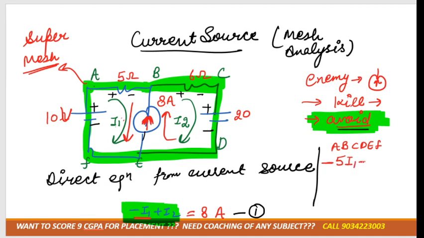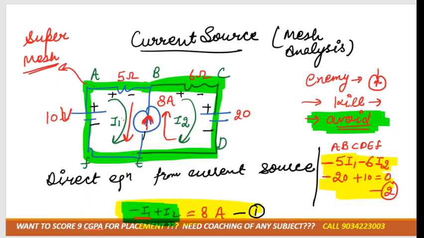Minus 5 I1, then minus 6 I2, since the current flowing in the 6 ohm is I2, then minus 20, then D to E nothing is there, E to F, then plus 10 equals 0. This is our second equation. Now we have two equations and two variables. We can solve them easily, and then we'll get the values of I1 and I2.